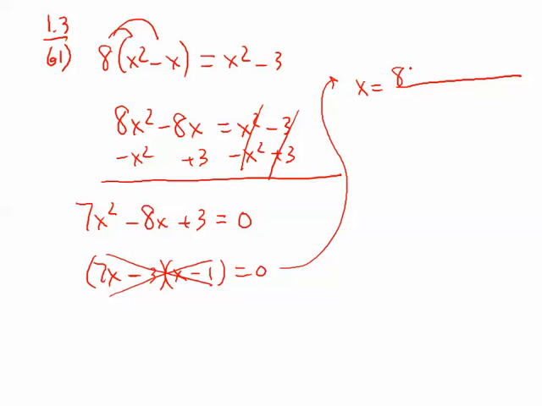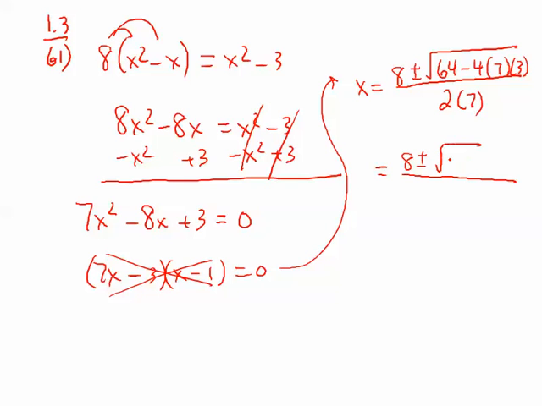So negative b plus or minus the square root of b squared minus 4 times a times c all over 2 times a, and then we simplify from there. Somebody simplify that for me right there. 64 subtract all of that. Perfect, thank you. Negative 20, that's over 14, so I know I'm having a complex number here.